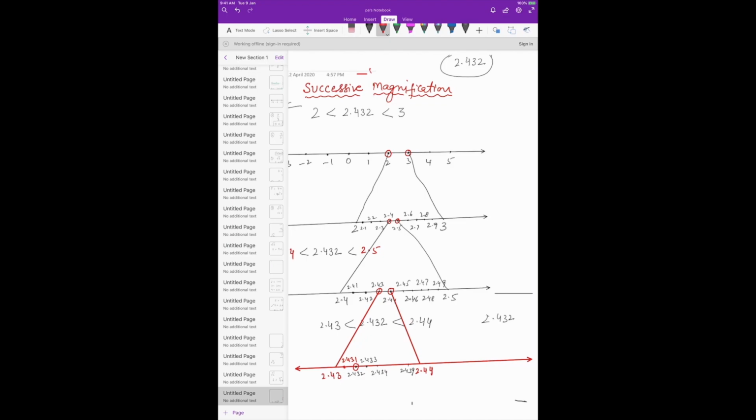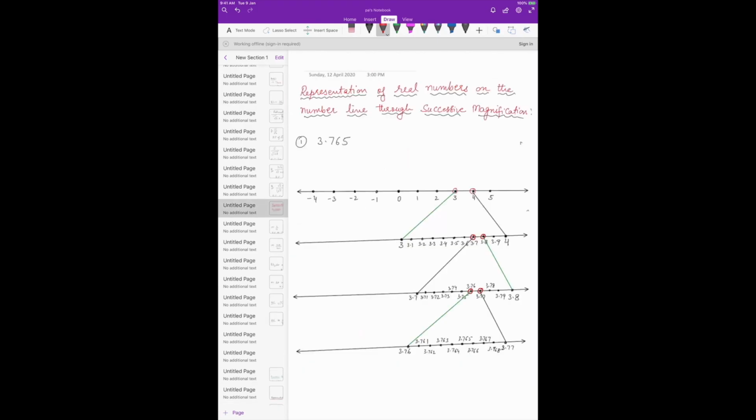So this way, via successive magnification, we got into the depth of the portion between 2 and 3 and ultimately we finally reached the point 2.432. This is how we represent the real numbers on the number line by successive magnification.